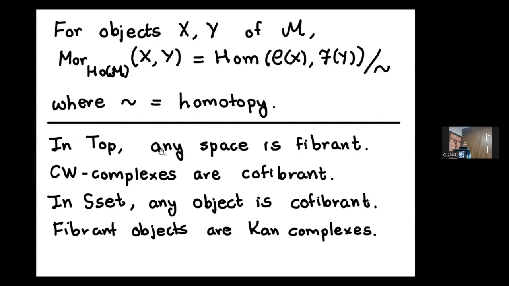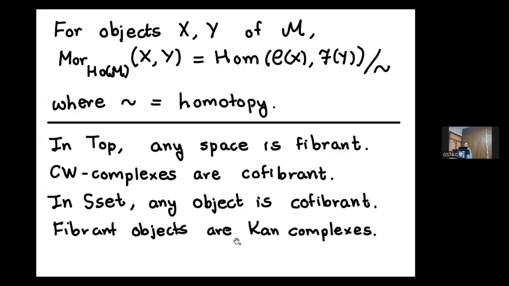In topological spaces, any space is fibrant, but not all spaces are cofibrant, though CW complexes are cofibrant. These are not all of them. There is a more general notion called cell complexes that one can define, and basically any object that is a retract of a cell complex would be cofibrant. So these are not all the cofibrant objects, but they are some of them. And in simplicial sets, any object is cofibrant, at least if you choose a certain model structure, and fibrant objects are the Kan complexes.